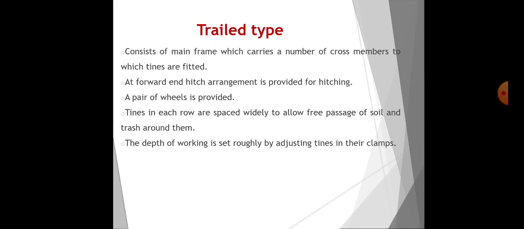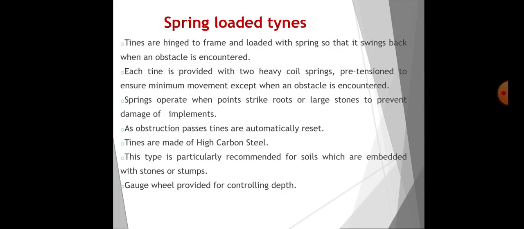First, we see the trailed type. It consists of a main frame which carries a number of cross members to which tines are fitted. At the forward end, a hitch arrangement is provided for hitching. Then a pair of wheels is provided. Tines in each row are spaced widely to allow free passage of soil and trash around them. The depth of working is set roughly by adjusting the tines in their clamps.